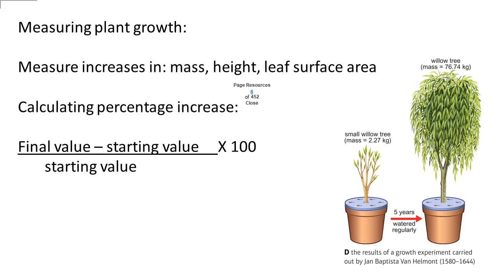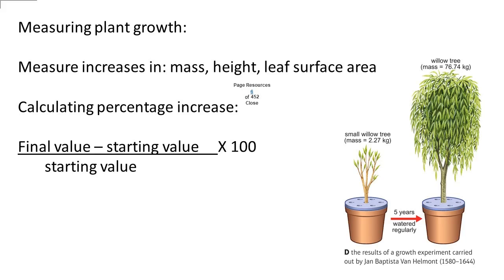Okay, so we're going to try and work out this question. You might want to grab yourself a calculator or have your phone handy with a calculator. There are two plants on the screen there. We have a small willow tree, and it tells you on the screen that its mass at the start was 2.27 kilograms. Then 5 years later, it's been watered regularly and looked after, and its mass has grown to 76.74 kilograms. And we want to know the percentage increase in growth. So we're going to use our formula.